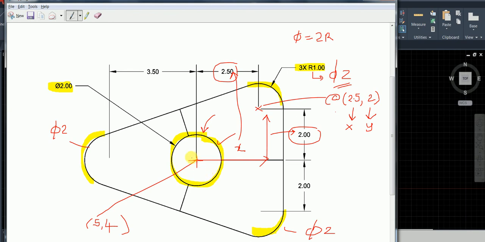Similarly, this one, 2.5 x, going down. So can we say this one's circle is at 2.5, comma, minus 2. Similarly, this one is straight, minus 3.5, comma, 0. That's it. The drawing is over, actually.